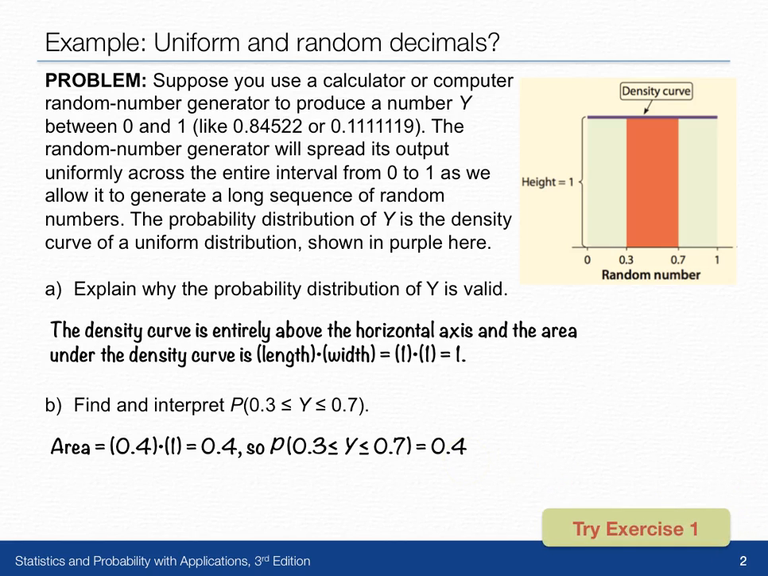For some additional practice with continuous random variables and their density curves, try exercise 1.